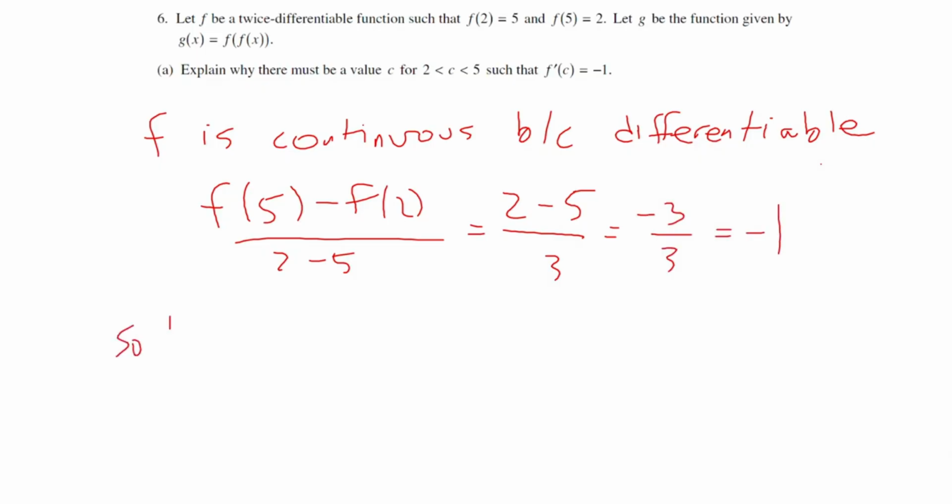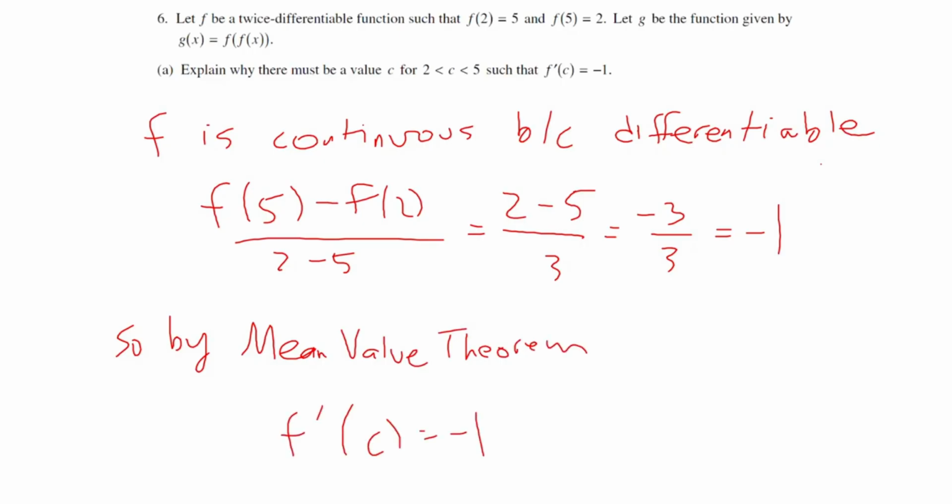And so by the mean value theorem, that means f prime of c must equal -1, right? The instantaneous rate of change must equal the average rate of change somewhere on the interval from 2 to 5. And they gave you 2 points for that. 1 just for getting this average rate of change, and 1 for the conclusion using the mean value theorem.